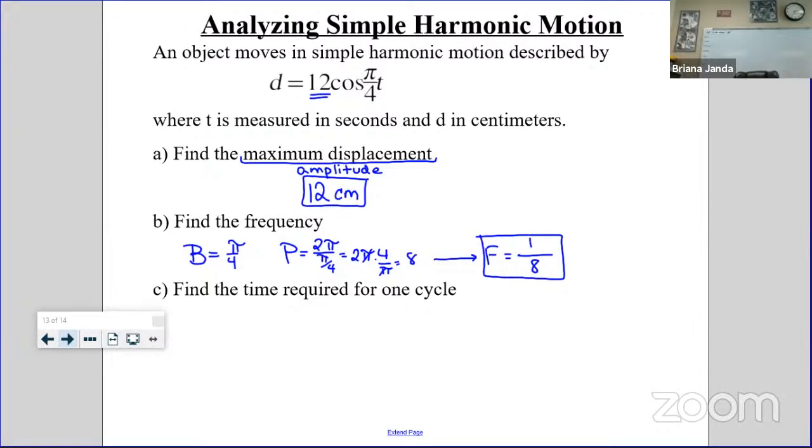The last question here is find the time required for 1 cycle. Time required for 1 cycle, the key is the 1 cycle part of it. That's the question of what is the period of this, and we already found that above. And again, reciprocal of frequency, or how we already found that above. So just go to our work above and get our answer. The period of this particular harmonic motion, how long it takes us to complete 1 curve, is 8, and it is in seconds.